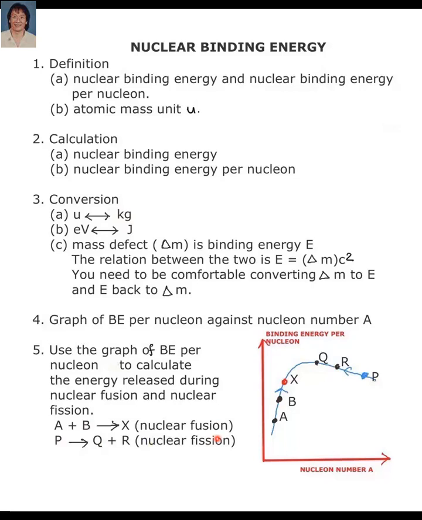You must be able to calculate energy released during nuclear fusion and nuclear fission based on the binding energy per nucleon on the graph or the binding energy which are provided for you.